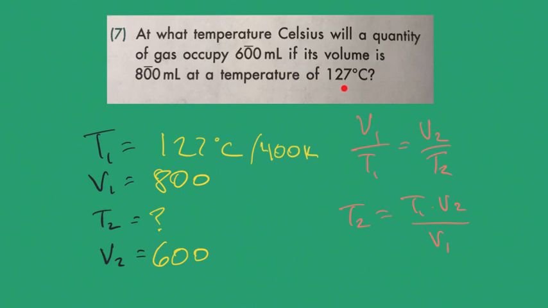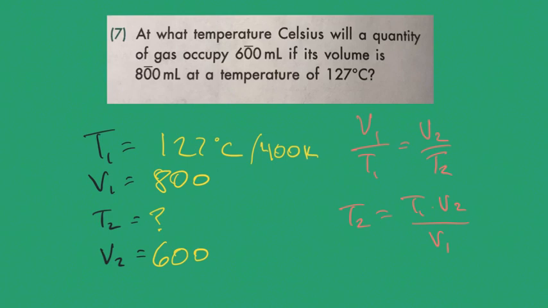Now they give it to us in Celsius. So remember, we have to add 273 to get the Kelvin temperature. All right, then the formula is V1 over T1 equals V2 over T2. And we can cross multiply. And so to solve for T2, I'm going to cross multiply T1 times V2 and then divide by the other corner. Cross multiply and then divide, and you'll have T2.